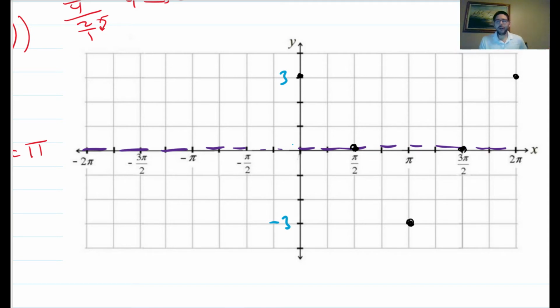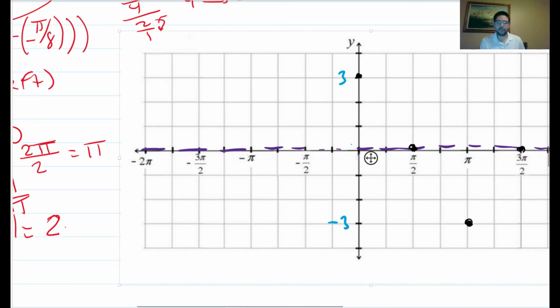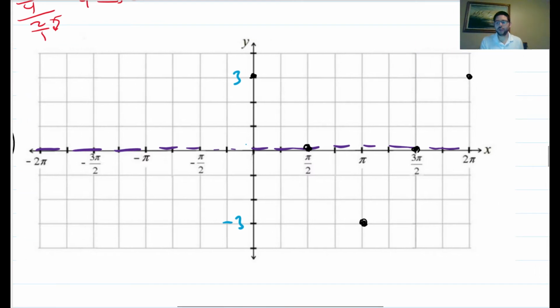So now the period is actually pi, which means that I need to take my original 2 pi here, and I need to divide it by 2, right? Because I want that to be pi. So in order for that to be pi, I need to divide it by 2. So I'm going to divide everything by 2 here.